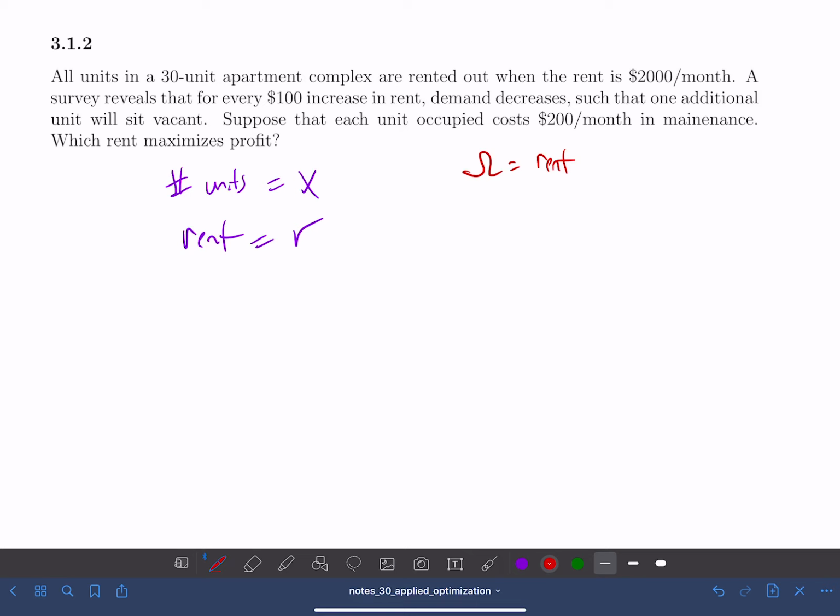Let's see here. Okay, well, let's just start writing down some stuff. Let's see what the rent is. Is a function that's going to be, no. I know what my problem is here. It's because I said omega is rent, but omega is profit. It's screaming that to me right here. Profit. Which rent maximizes profit? Ooh, I'm maximizing profit as a function of rent. Okay.